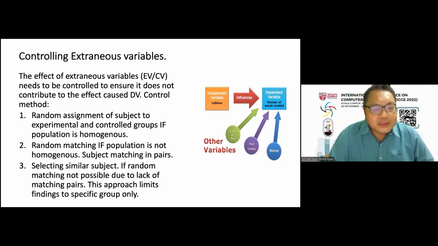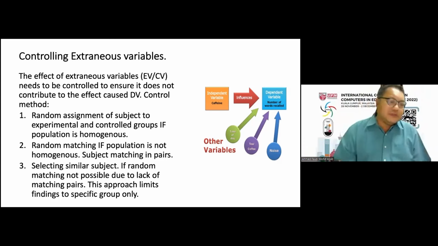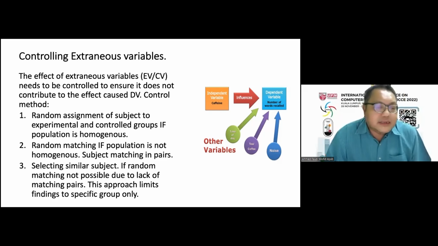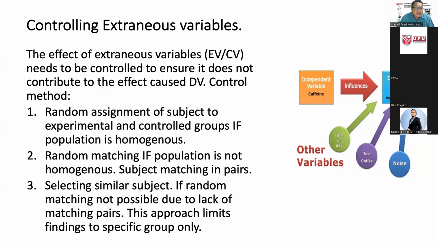So the most important thing is that you need to do a random assignment. Or you can do random matching, the one that I explained just now, when you match the highest and the second highest to a different group, and so on. That one is random matching, if the population is not homogeneous.